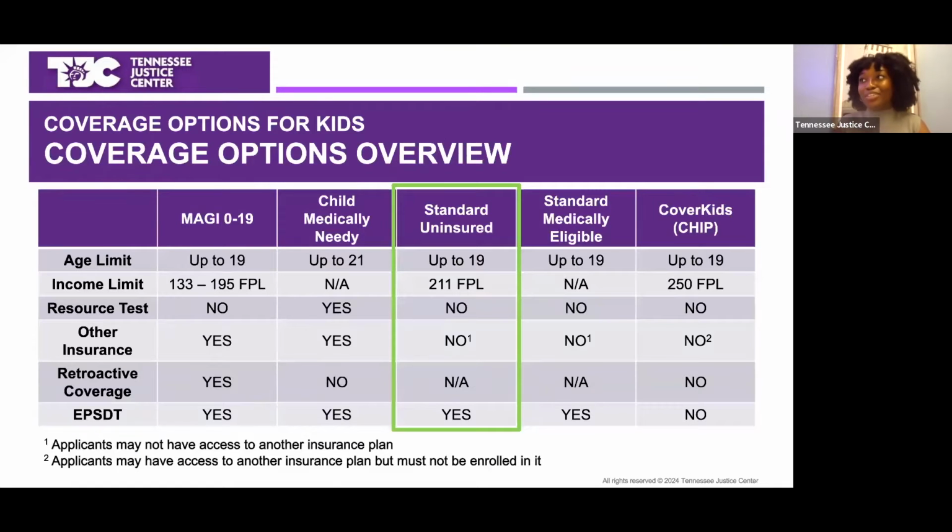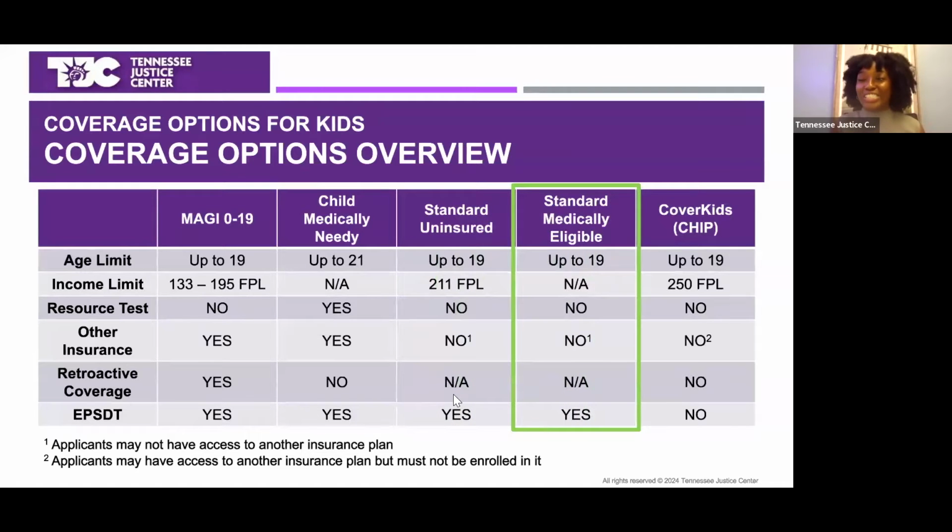All right, again, to review, TennCare Standard uninsured is going to be for kids up to age 19. They are going to be at or below 211% of poverty. There is no resource test. They cannot be on other insurance, and they also cannot have access to other insurance. And this category is also protected by EPSDT.